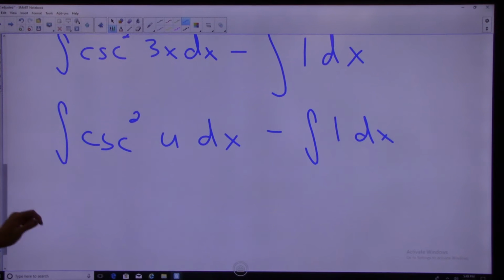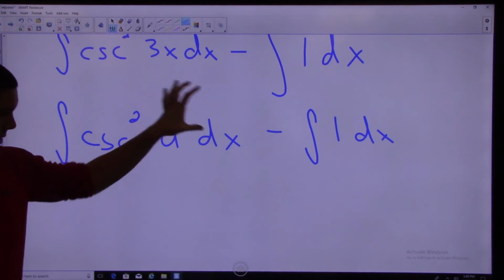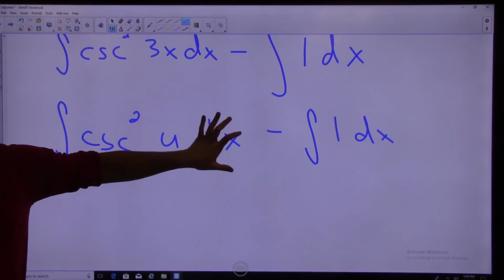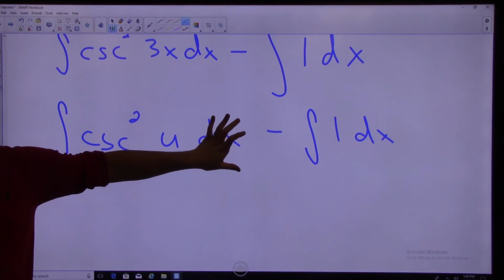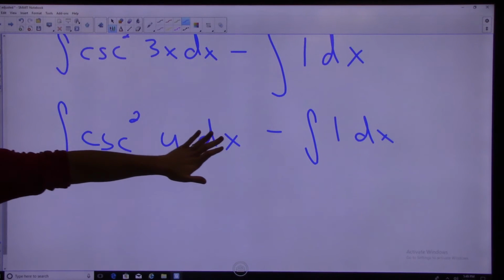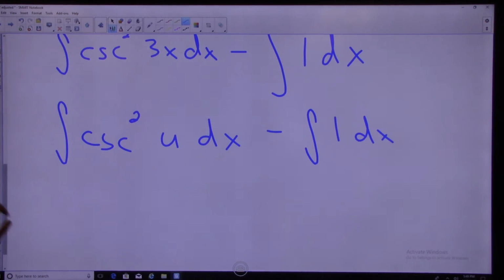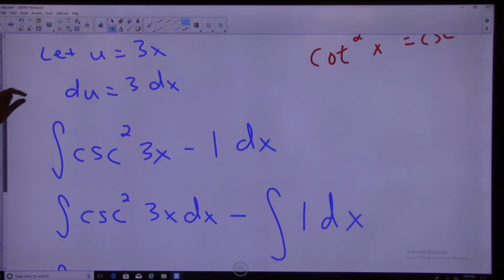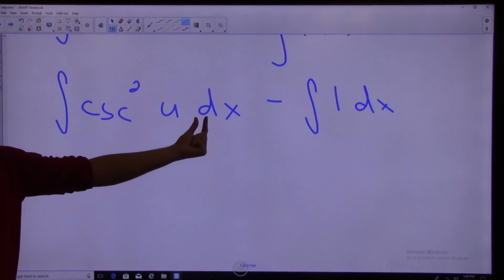I want to try to get this to look like du. I want to write du in here. So I'm substituting u, but I also want to replace du inside here. Let's look back at what du is. du is equal to 3 dx. Well, right now, we just have a dx.